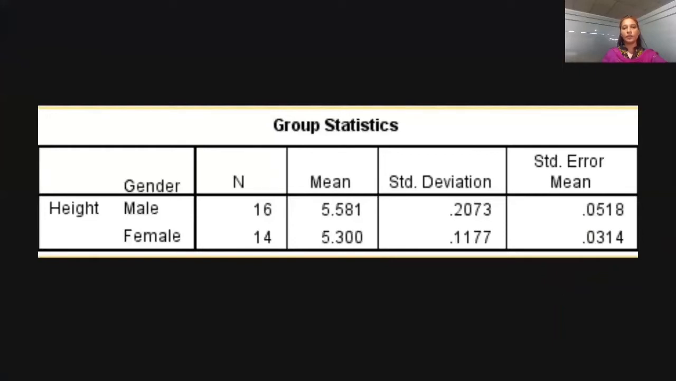The very first table of the independent sample t-test from SPSS is group statistics. In this table, you can see height is our dependent variable, and gender is the independent variable with its two labels, male and female. N is the sample size for male and female. Then the mean male height and female height is this. This is the standard deviation of male's height and this is the standard deviation of female's height. And this is the standard error of mean.